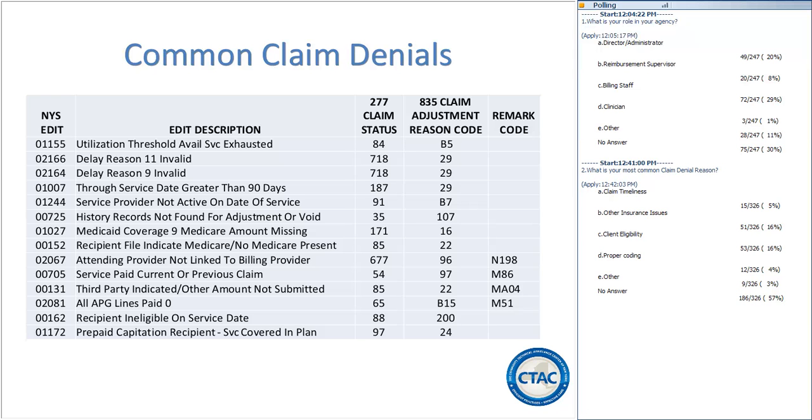Prepaid capitation, recipient service covered in plan. That happens when you send us a claim and it should have been billed to the HMO, Medicaid managed care plan instead of Medicaid. Sometimes it occurs if you don't bill the claim correctly. So if you don't have the right information on your claim, like the right rate code, the right locator, zip +4, things like that, to help us to see that you're trying to bill for something that might be carved out of that managed care plan.